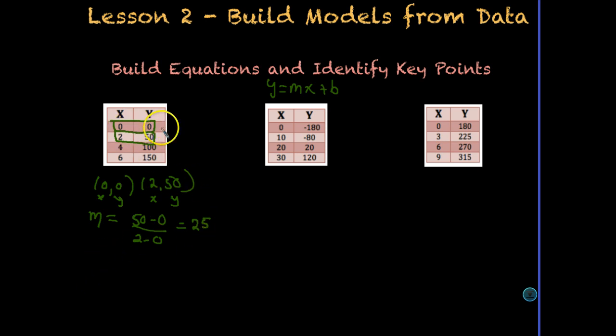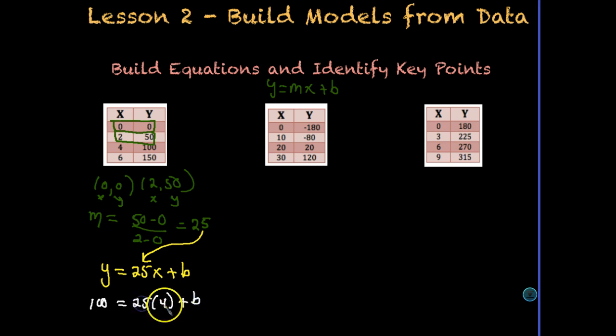If I did not have this initial starting point, I would need to pick a point and plug it in. If I had to do that, I would write my equation, y equals 25x plus b. Remember, we just found m, so we can plug in the 25. And then what I would do is pick a point from the table. Let's just pick 4 and 100 and plug those in. I would put 100 in here for y, and I would put 4 in for x, and then I could solve for b. 25 times 4 is 100, and if I subtract 100 from each side, I get 0.